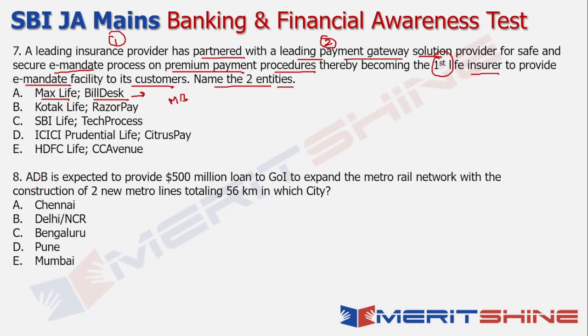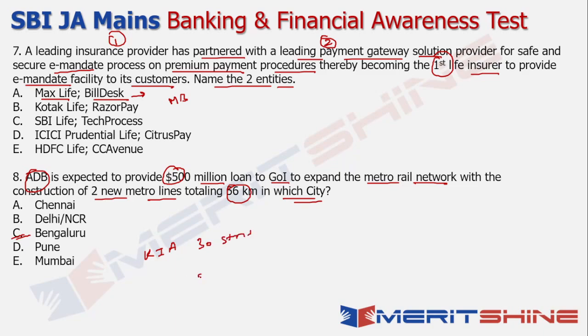Next question talks about the Asian Development Bank, which is continuing to do a lot of phenomenal work with India. In this case, it is expected to provide a $500 million loan to the government of India to expand the metro rail network. And this is with the construction of 2 new metro lines totaling 56 kilometers in which city? So the question is which city? The one where the maximum amount of work right now is going on from the perspective of metro construction, this is made purely from a common sense standpoint, is Bangalore, and that happens to be the correct answer in this case. So the 2 new metro lines totaling 56 kilometers are towards the outer ring road, which is in the context of the Kempegowda International Airport corridor, and this will have around 30 stations.